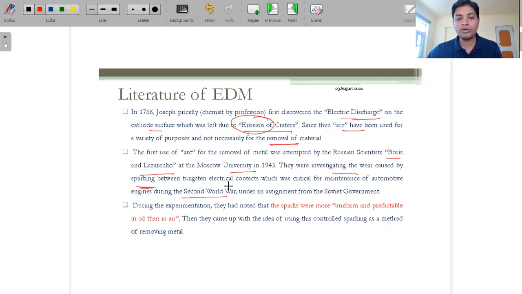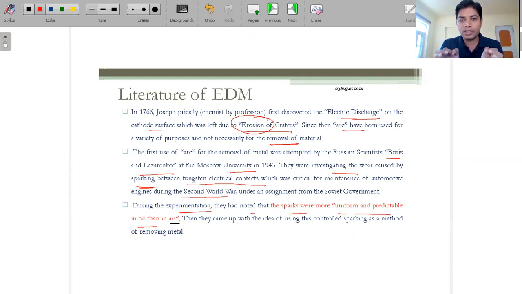that is caused due to the sparking between the tungsten electrodes. They were working on that, and through different kinds of studies, during their experiment they noted that the spark was more uniform and predictable in oil than in air. For example, in the kitchen, to give a flame to the stove, we are using a spark, the lighter that we are using is generating the spark.